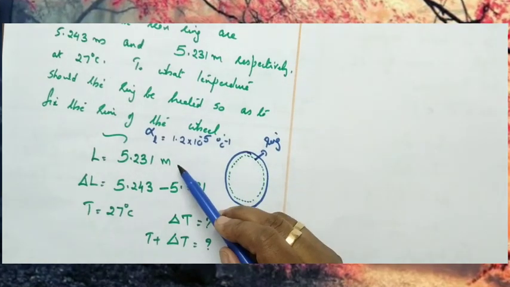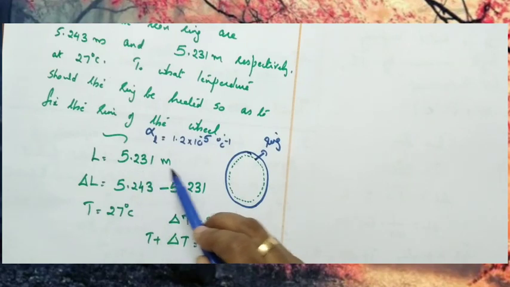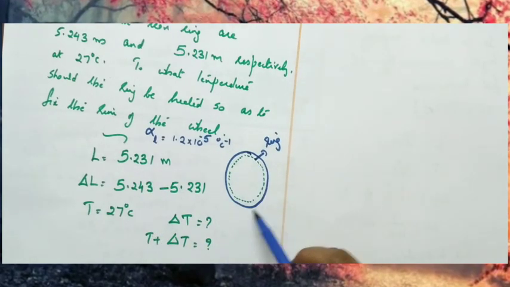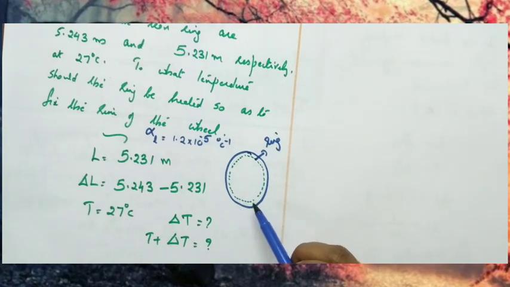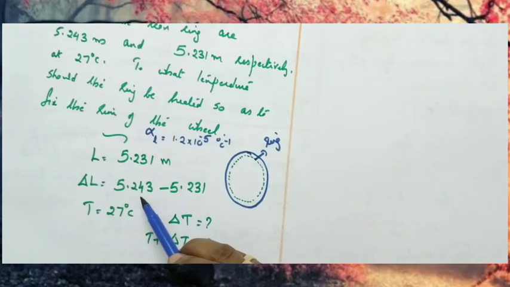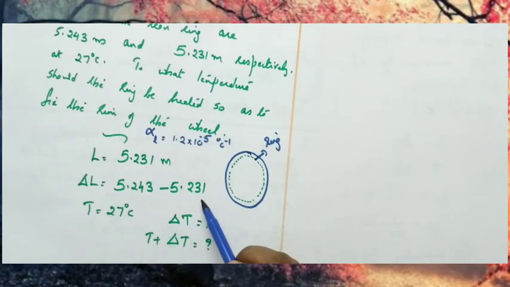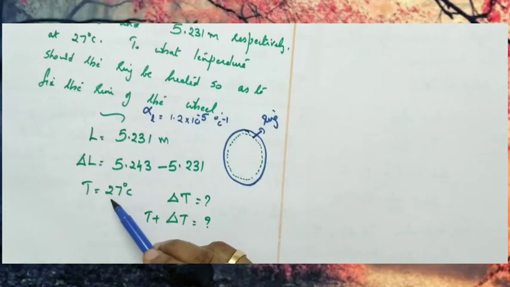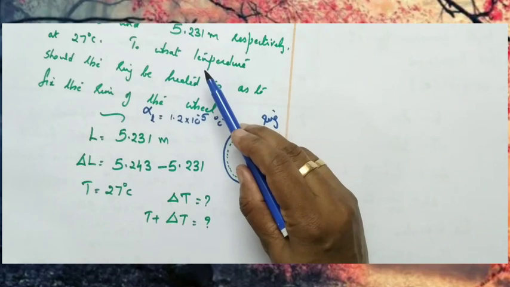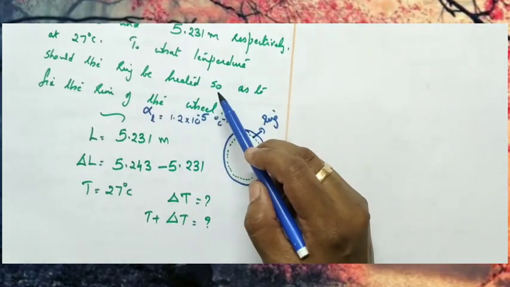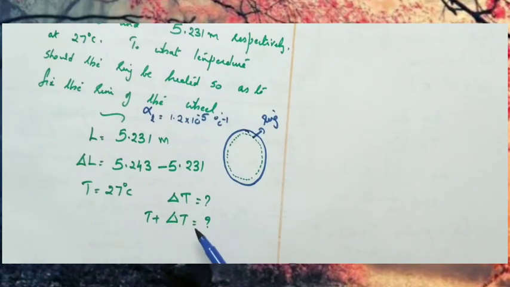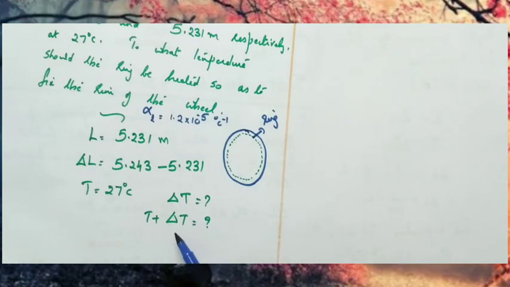So initial diameter of the ring is 5.231 meter. And what happens if it is heated? It expands, it tightly fixes the rim of the wooden wheel. So what is the increase in length? Final minus initial, isn't it? 5.243 minus 5.231. Then what is the initial temperature? Initial temperature is 27 degrees Celsius. We have to find out to what temperature the ring should be heated so as to fix the rim of the wheel. So we have to find out the final temperature. Final temperature is T plus delta T.